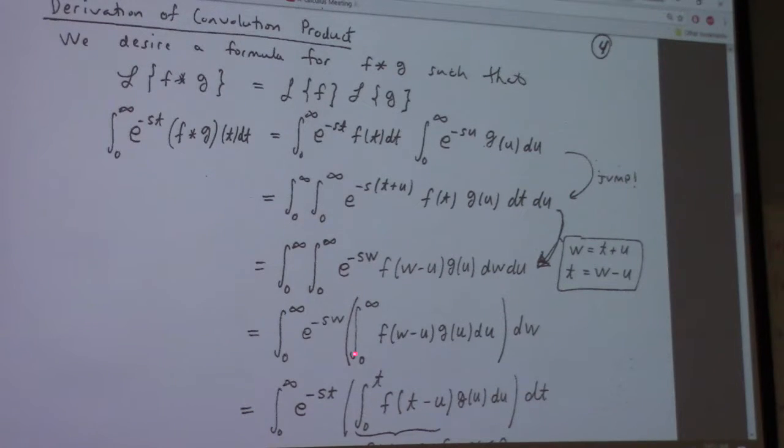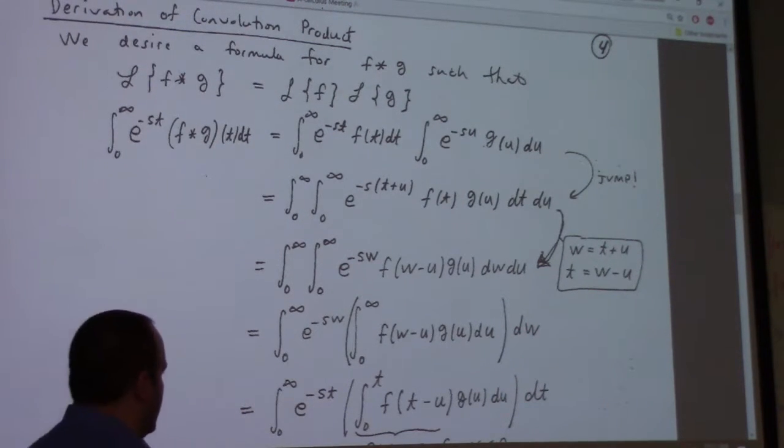Put some parentheses here. This integration is over u. That's a function of w, so I can pull it out. See that? Make sense? Pull this out, keep the integration over u inside. So all of the u dependence is right there. We do that integration, then we integrate with respect to w.